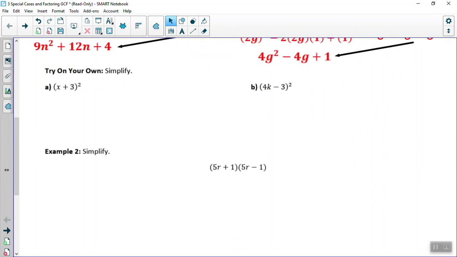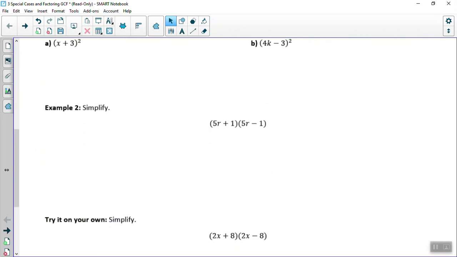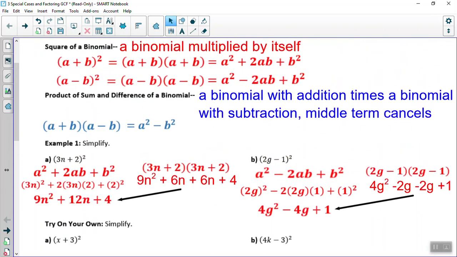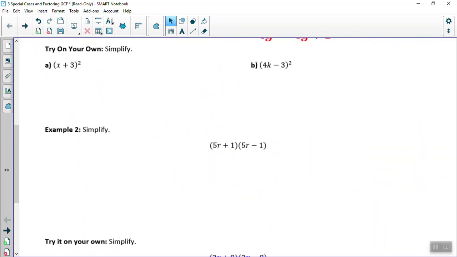All right, now, this next problem here is following along with the product of sum and difference of a binomial. Okay, so product means we're multiplying the sum and the difference of binomial. We're going to notice that that A term and that B term are the same. The only difference between these two binomials is that sign in the middle. All right, so if we were to follow the regular way of doing things, we would distribute that 5r if we did FOIL, or if you did the box, this is what we'd end up with.